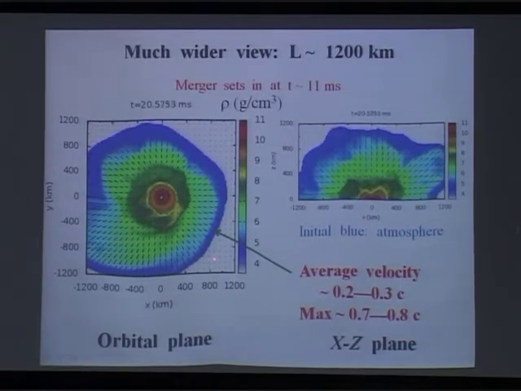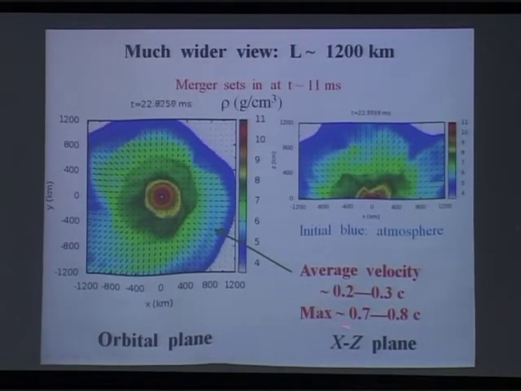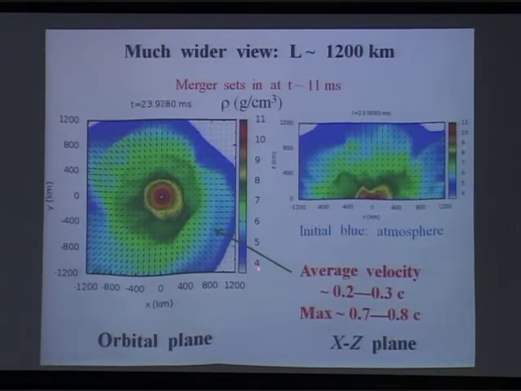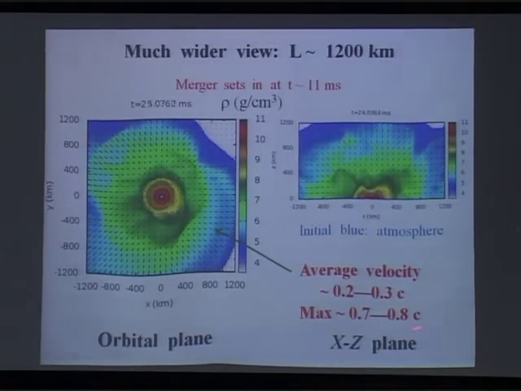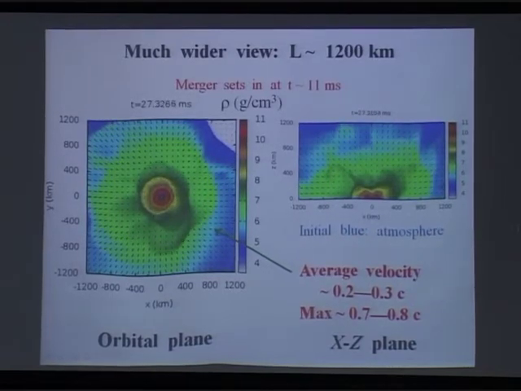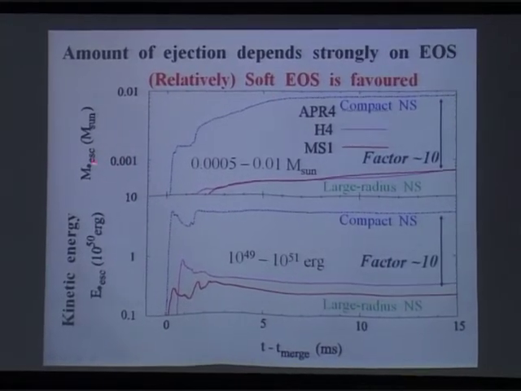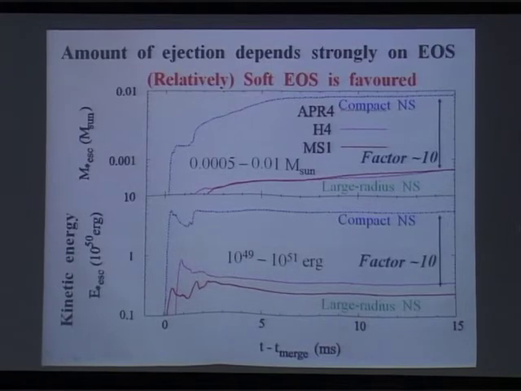By measuring the speed of this head, we can measure the maximum value of the velocity. The maximum velocity in this case is very high, 80% of the speed of light, and the average velocity is about 20 to 30% of the speed of light. This is the mass of the ejecta as a function of time. This shows that the total ejected mass depends strongly on the equation of state.